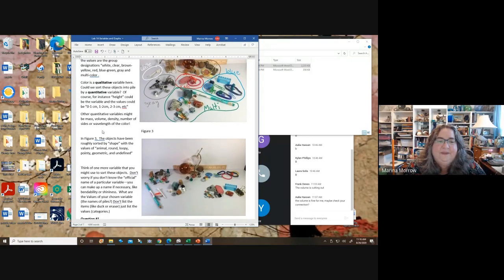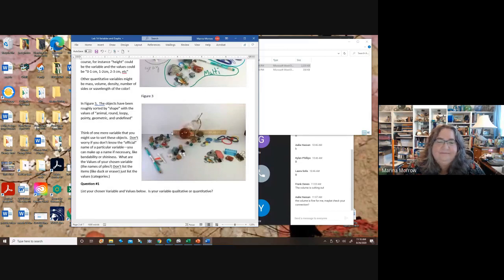Now, here they've been sorted again, and I sorted them into piles of animal shapes and round objects. Some are round and flat, so I combined those. These are floppy, loopy things. These are all geometric shapes. These are pointy. These, I didn't know what to call them, so I call this undefined. So I sorted them again by shape.